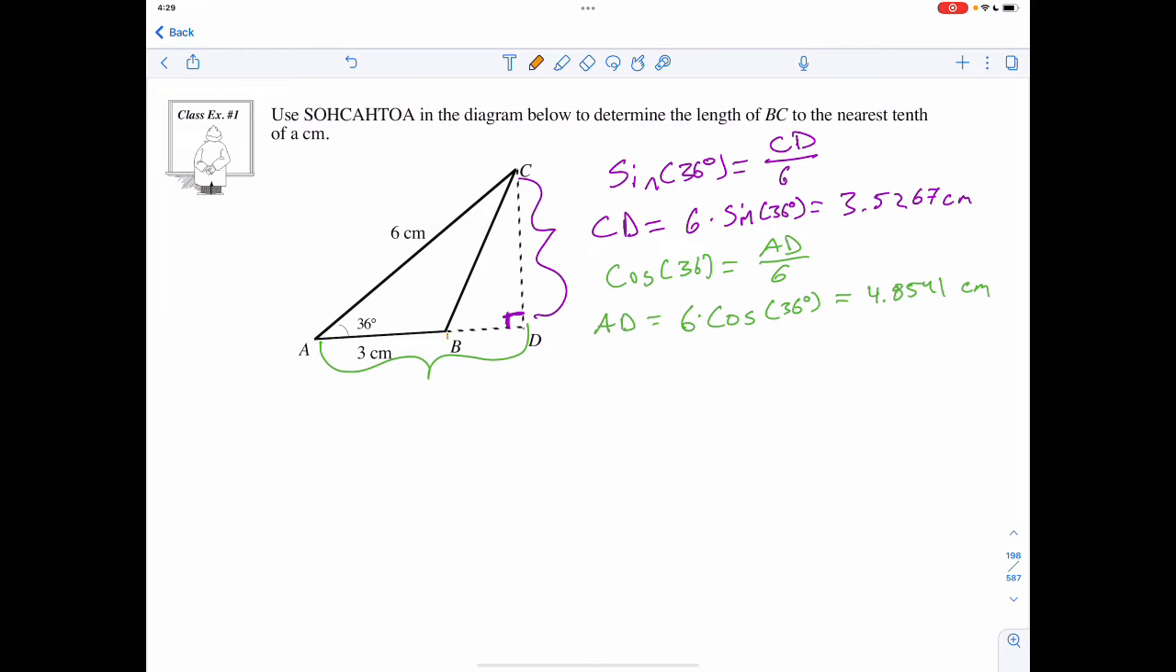I can now solve for what the length of BD is, because BD is just AD minus AB. BD is going to be that 4.8541 minus 3, or 1.8541.